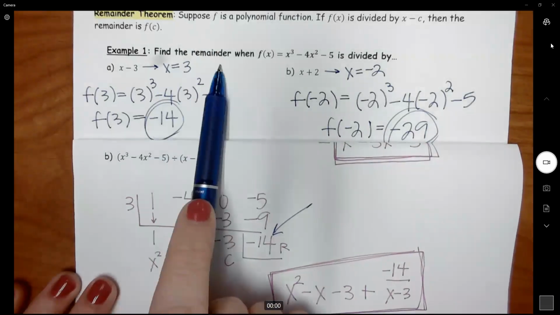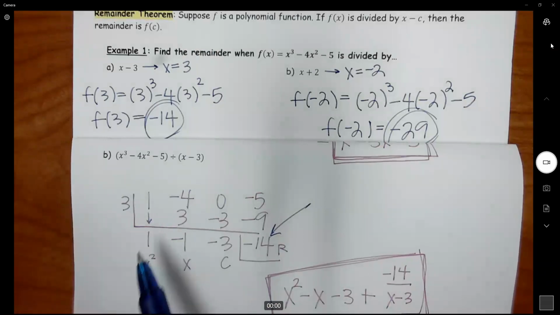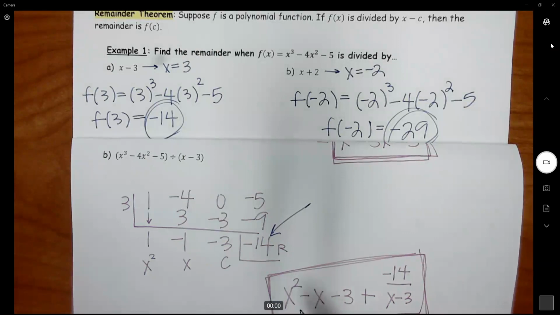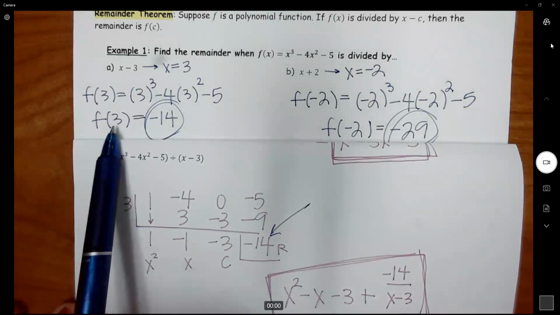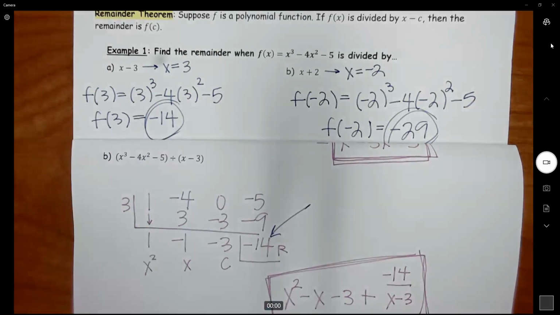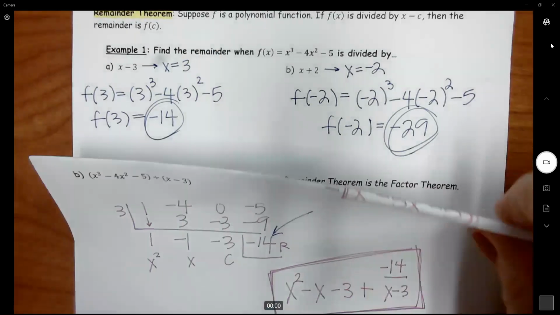So if it's wanting just the remainder, this is a shorthand to not have to divide either by synthetic or long division. I know that if I just plug in whatever that 0 would be, it's going to end up giving me my remainder.